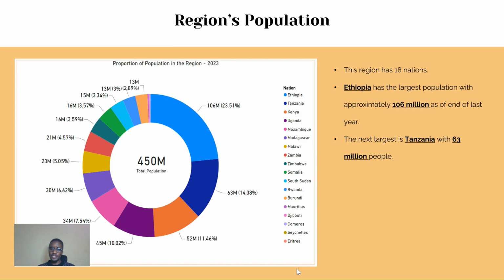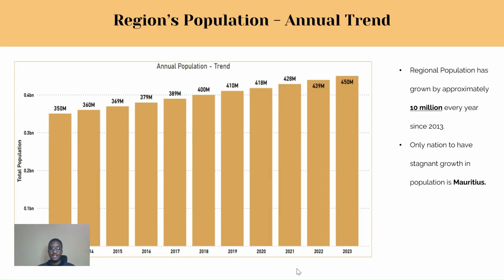You can see the top two here are Ethiopia and Tanzania, Ethiopia having a proportion of around 24%, followed by Tanzania with a proportion of 14%. Looking at the annual trend, you'll see that the population has been increasing year on year by approximately 10 million. So you can anticipate that as at the end of 2024 it will probably be at 460 million people total.